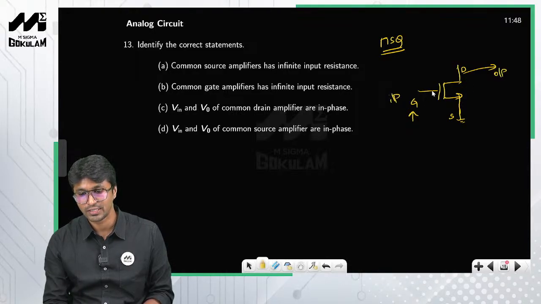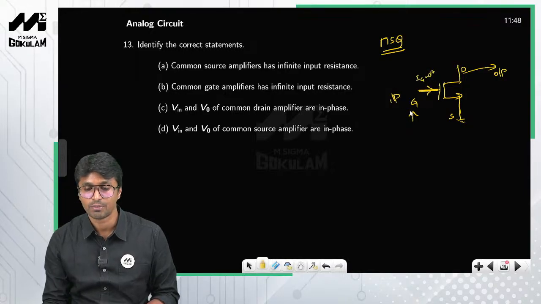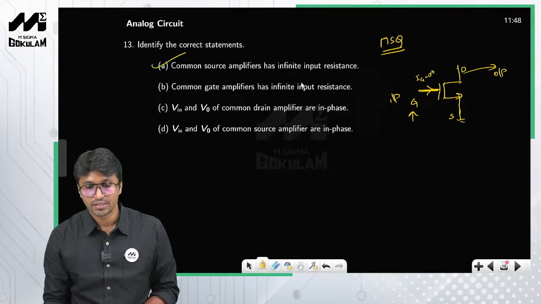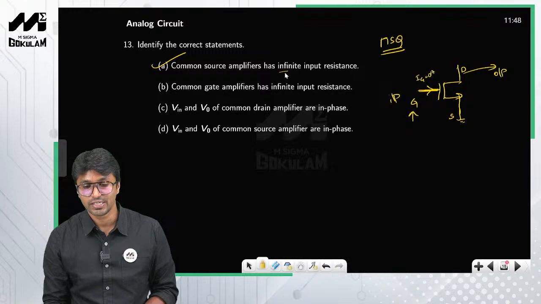You can clearly see that since the input is applied at the gate terminal, and we know there is an insulating layer at the gate terminal, the current into the gate terminal is 0. So Ig is equal to 0 amperes, and therefore I can conclude that the input impedance is infinite. So for common source amplifiers the input resistance is infinite.